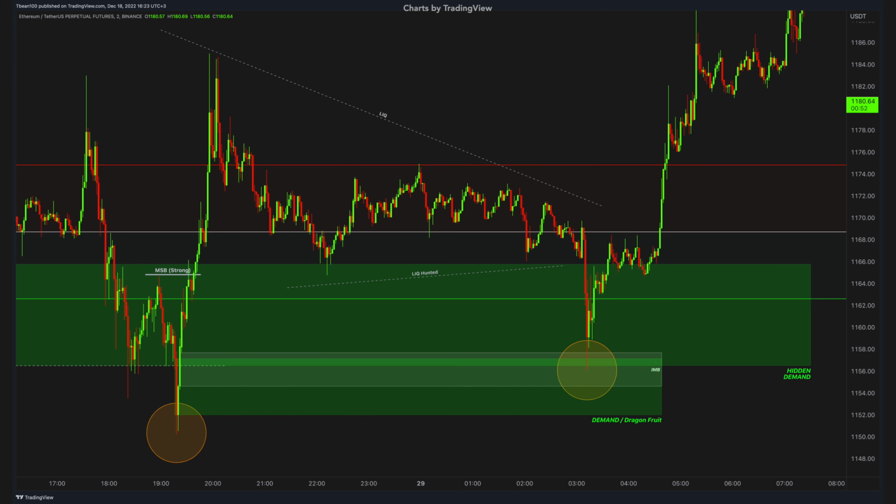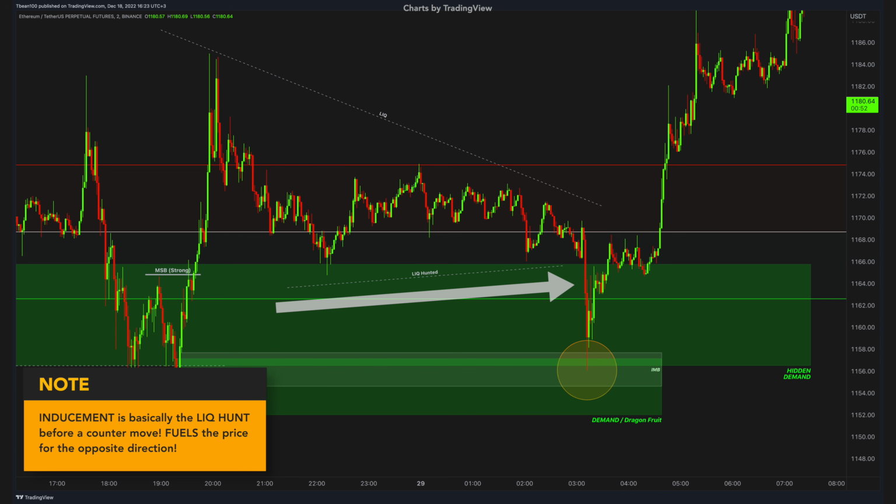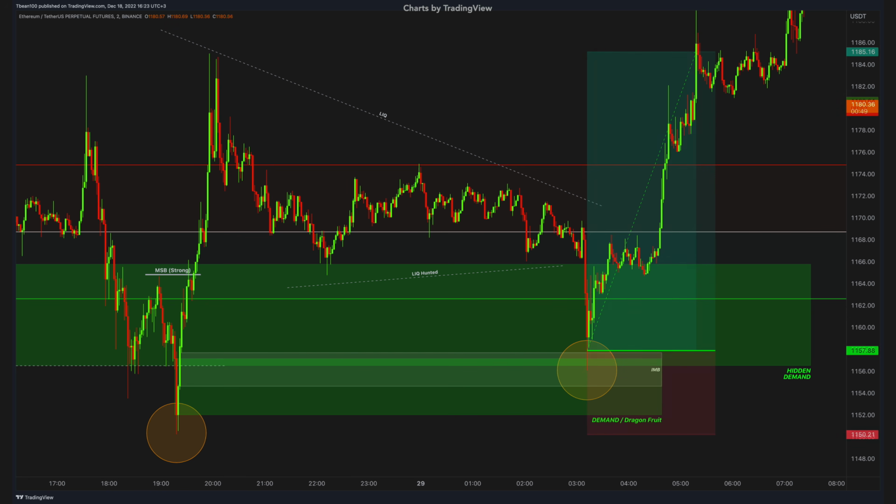Furthermore, do you see how liquidity is hunted first? Many others call this inducement, but I just call it a liquidity hunt. Now, this is an area where I can set an entry limit order, because it is also in the extreme discount areas. These type of entries are the only way of becoming a professional trader.